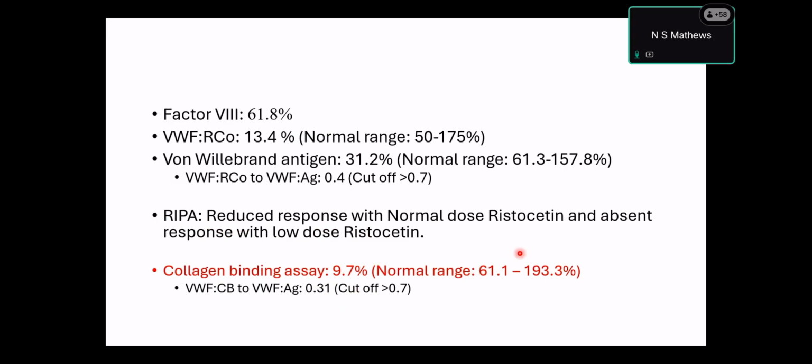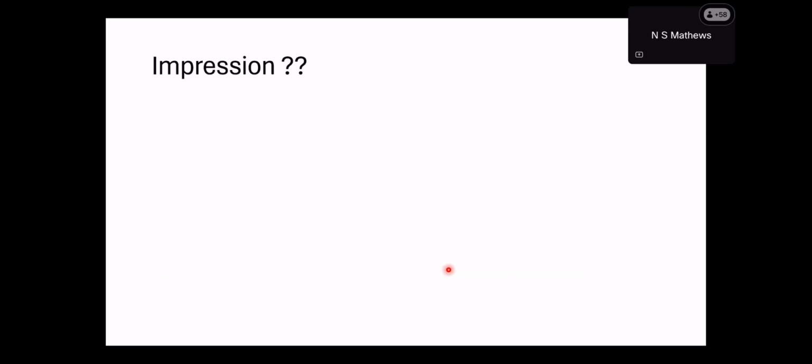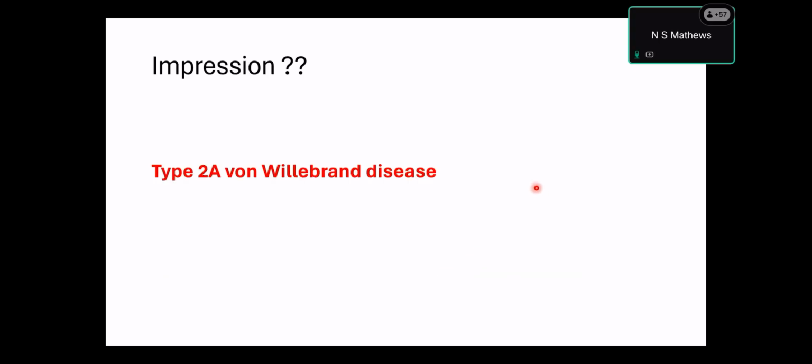So with this, we come to the diagnosis that it cannot be a type 2M, where the collagen binding has to be normal because there are high molecular weight multimers in the system. In a type 2A, you do not have high molecular weight multimers. Therefore, collagen binding is going to be abnormal. Therefore, we have excluded one more, which is type 2M, and we have come to the conclusion that this is type 2A von Willebrand.